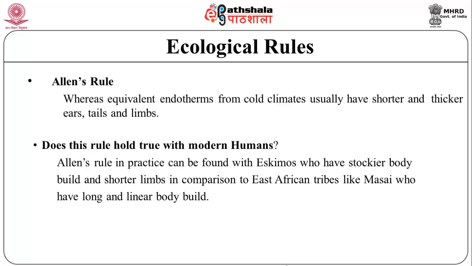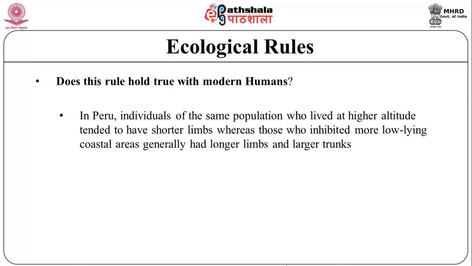Now, how does this rule hold true for modern humans, as it is applicable to animals? Allen's rule in practice can be found with Eskimos, who have a stockier body build and shorter limbs in comparison to East African tribes like the Maasai, who have a long and linear body build. In Peru, individuals of the same population who lived at higher altitude tended to have shorter limbs, whereas those who inhabited more low-lying coastal areas generally had longer limbs and larger trunks.